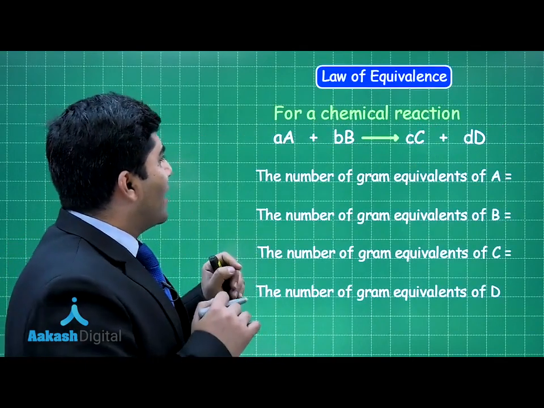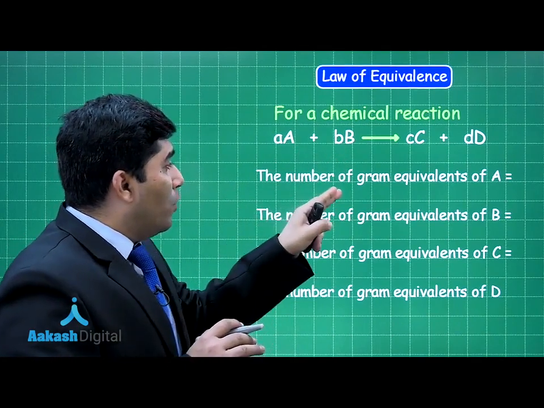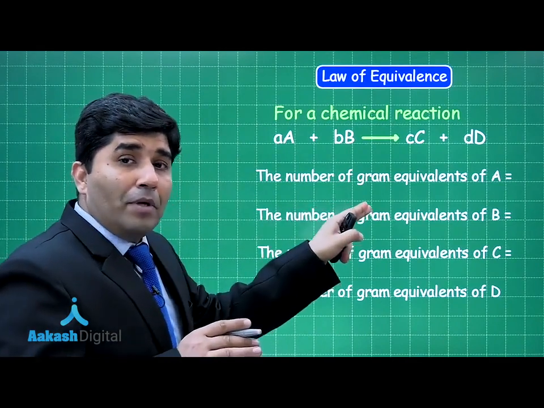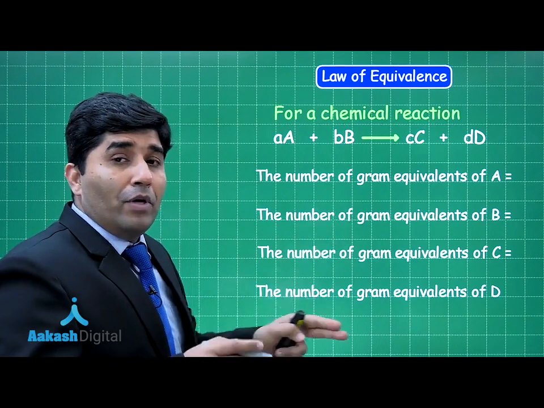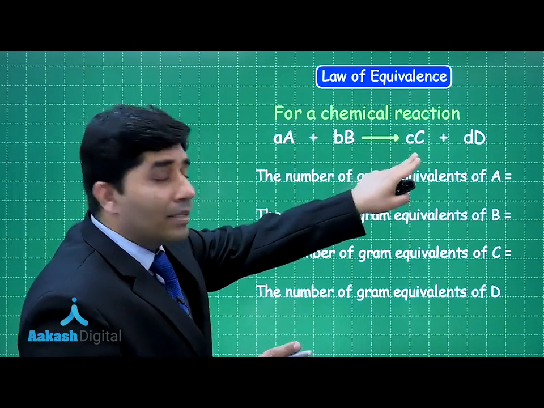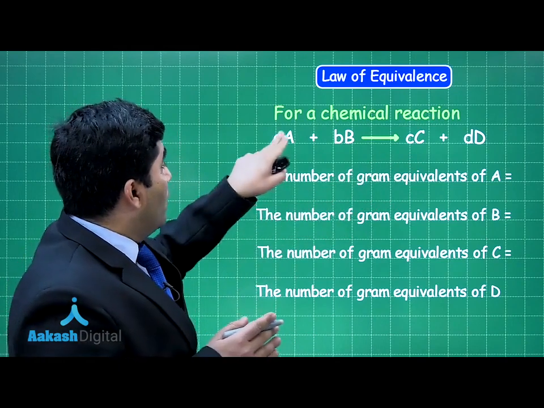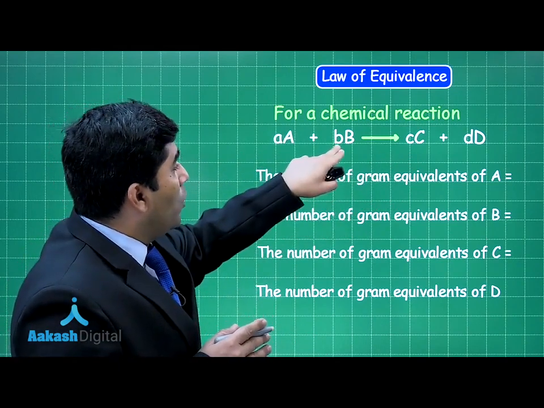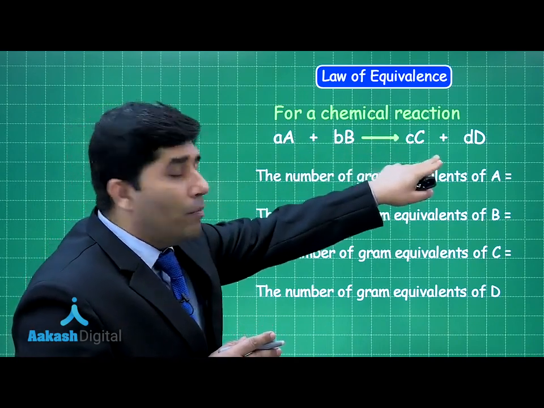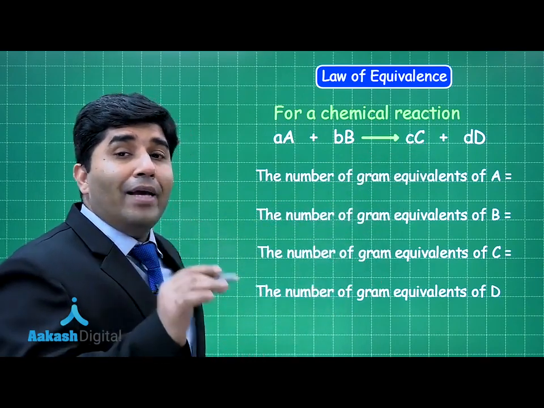Now let's understand the meaning of the law of equivalence. Suppose a chemical reaction is given to you, aA plus bB gives cC plus dD. The number of gram equivalents of A is equal to the number of gram equivalents of B, which is equal to the number of gram equivalents of C, which is equal to the number of gram equivalents of D. It means that the number of gram equivalents of the reactants and the products will be equal. Now the question arises, why is it so?